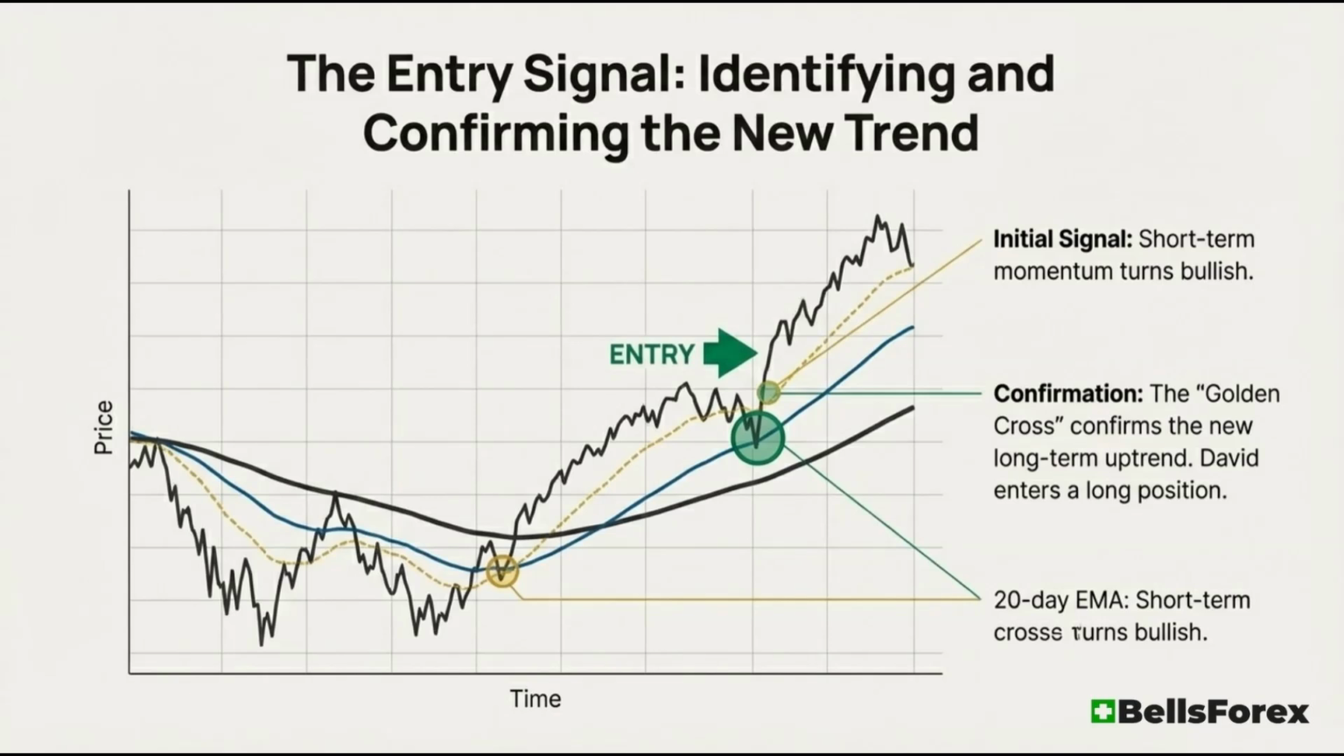But he didn't jump in there. No. Crucially, he waited for confirmation. He waited until the 50-day EMA then crossed above the 200-day EMA, officially forming that highly reliable golden cross. That was his final signal to enter a long position. And he didn't just walk away. He used the MAs for active risk management while the trade was open.